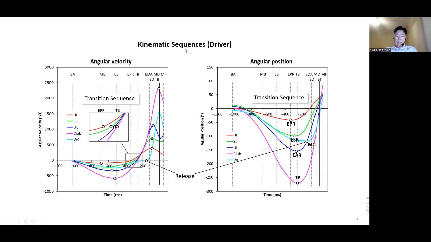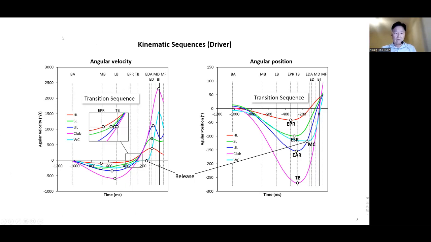So for example, in kinematic sequence here, actually in golf swing, there are three kinematic sequences: the backswing sequence, the transition sequence, and the downswing sequence. But in this case, I will just focus on the transition sequence. So the transition point means when the body part changes the direction of rotation. And typically, it will be a pelvis to club, central to peripheral sequence.